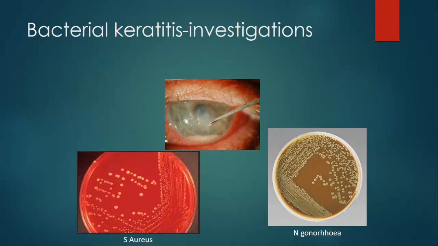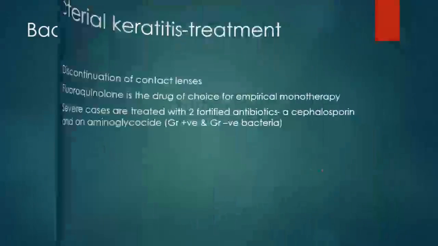So here you have removed some portion of the cornea, scraped it, and sent it for bacteriological examination. And for culture sensitivity, this is a blood agar. We use different nutrient media. This is Staphylococcus aureus growth on the blood agar, and then chocolate agar. Neisseria organisms grow very nicely on chocolate agar.